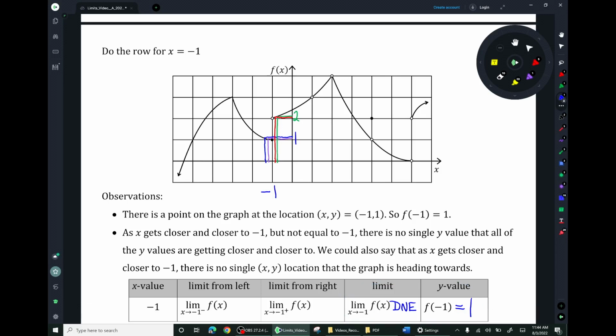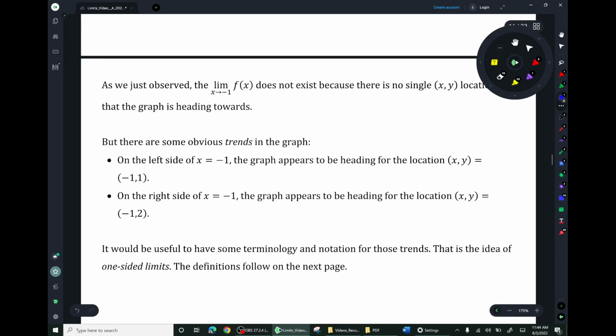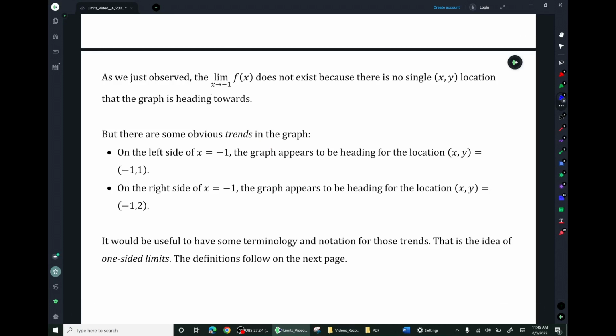Now, for this row of the table, we're actually not going to ignore these two cells of the table. We're going to turn our attention to that now. So as we just observed, the limit does not exist because there's no single xy location that the graph is heading towards. But there are some obvious trends in the graph.